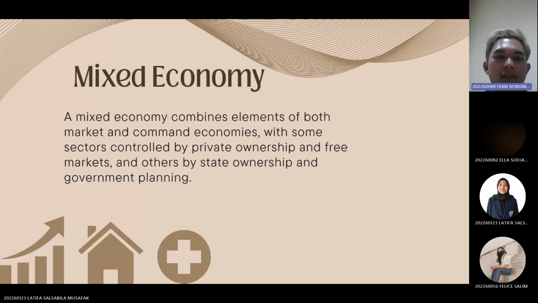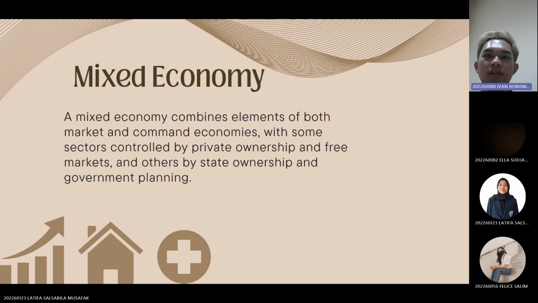Next is the mixed economy. A mixed economy combines elements of both market and command economies, with some sectors controlled by private ownership and free markets, and others by state ownership and government planning. So I have three examples of mixed economy in Indonesia.